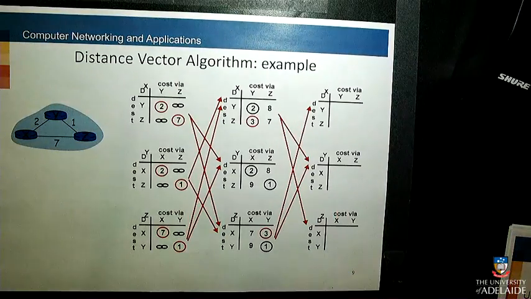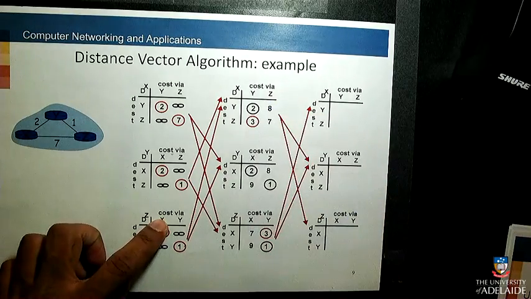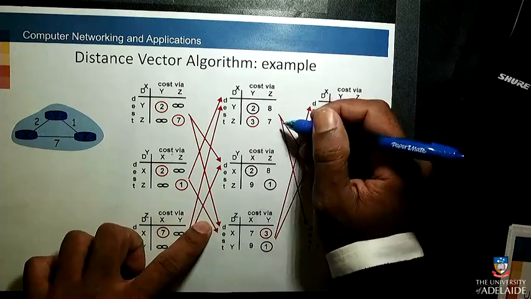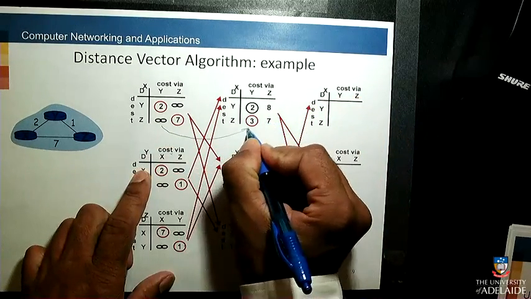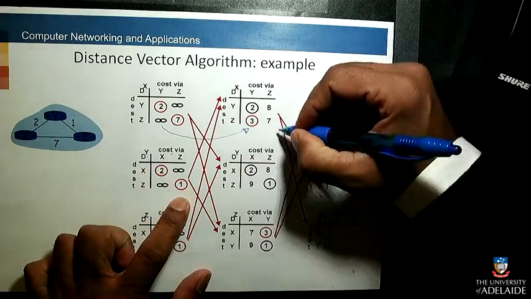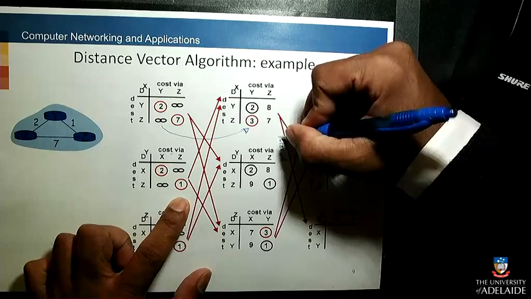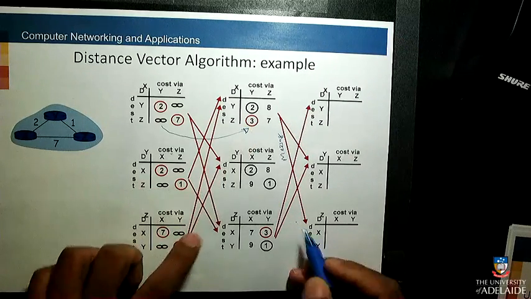So the full slide is here. Essentially, initially all three nodes will send information to each other, and then they will update their routing tables. And then you'll find that because this cost has changed here, Z now updates its neighbors, because its routing table has changed. But look what happens here.